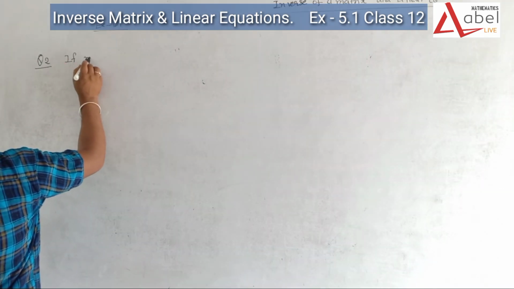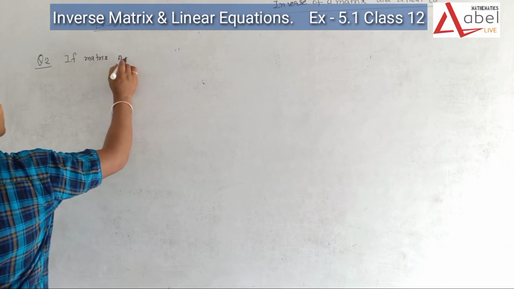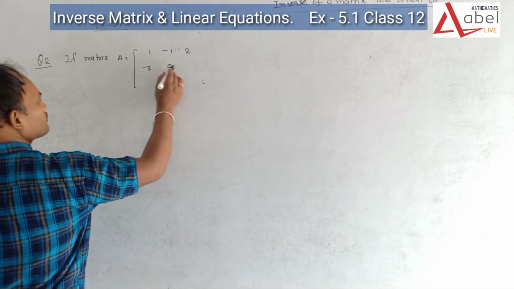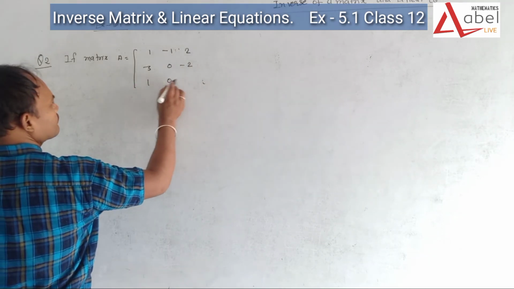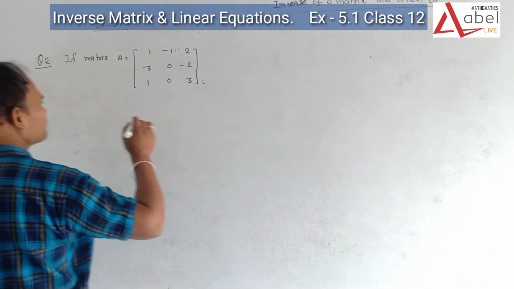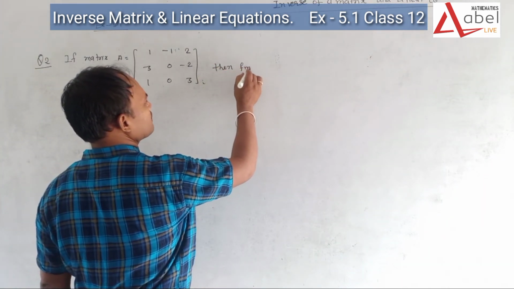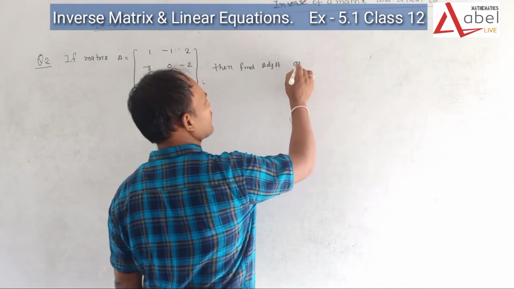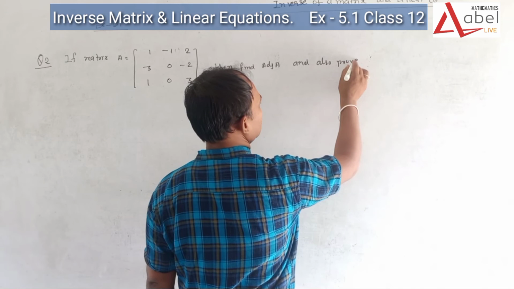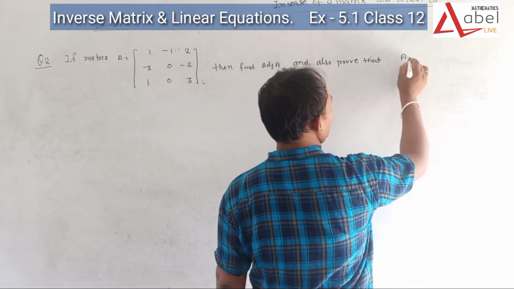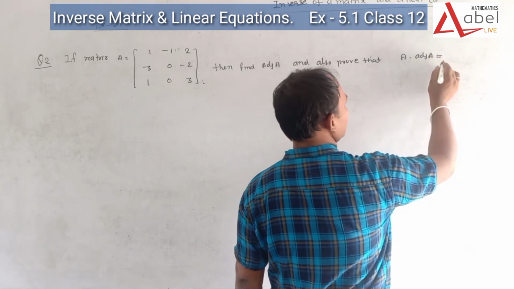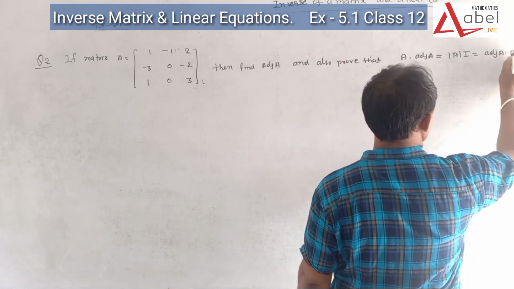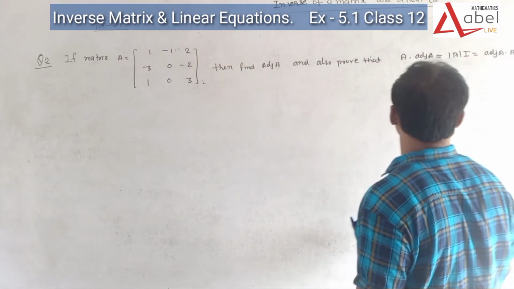If matrix A equals 1 minus 1 2, 3 0 minus 2, 1 0 3 is given, then find the adjoint of A and also prove that A times adjoint of A equals determinant of A times I equals adjoint of A times A. So I think this is the question.